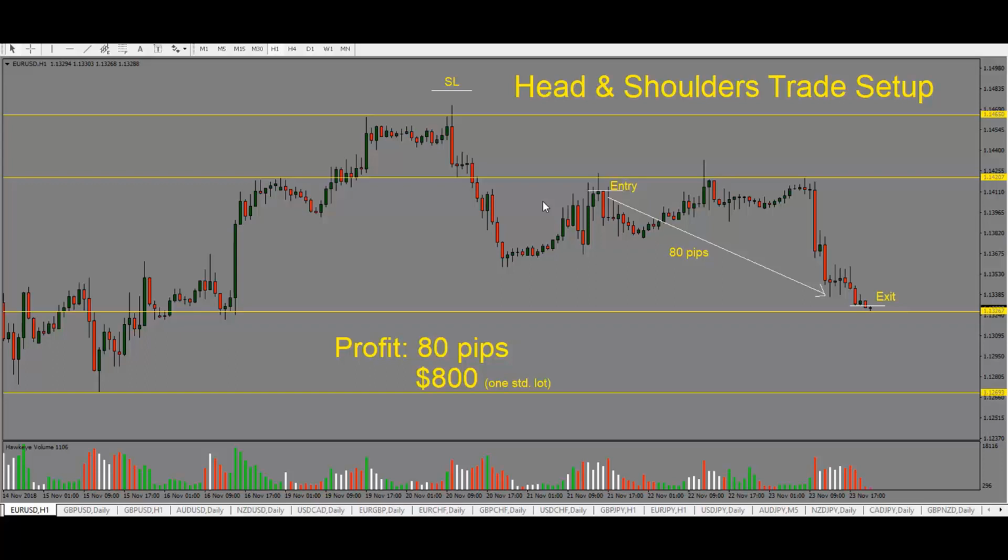So once we see this pattern here, we see that price is struggling at this level, we can take a trade here. So in this case, we have a pin bar right where our resistance level is for our right shoulder. So we can enter the trade short here. Or if you miss this trade, there's another opportunity to enter this trade short here. So this is a nice bearish engulfing candle as well that can be used.